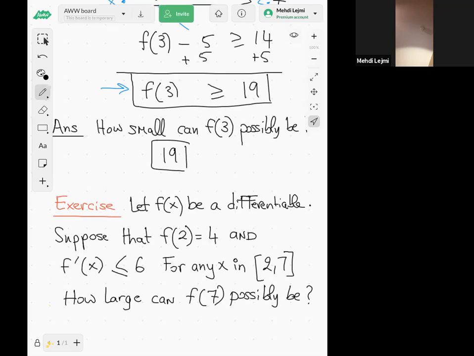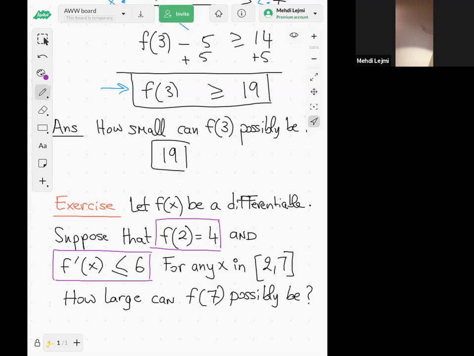All right. So you have two hypotheses, guys. You have f of 2 is equal to 4, and your derivative is always less than 6, right? In this interval, your interval is [2, 7], right? And the question is, how large can f of 7 possibly be?